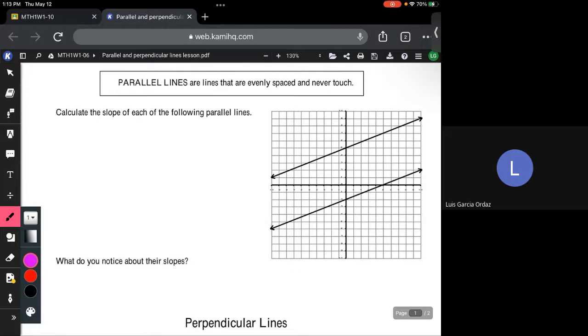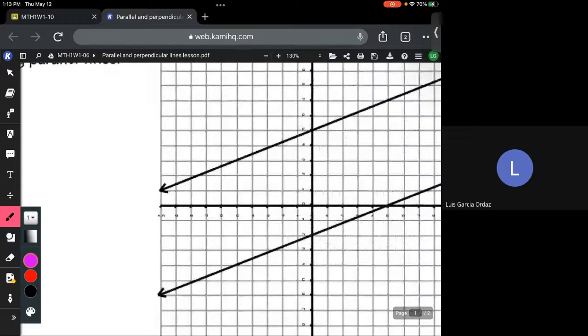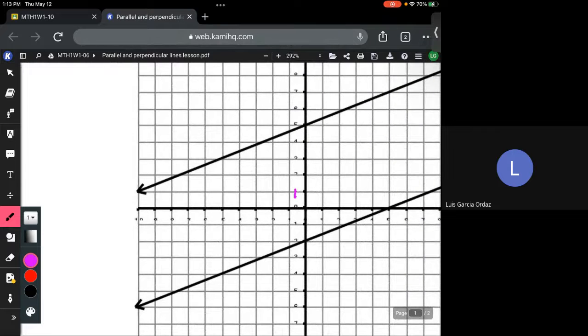Okay. So parallel lines are lines that are evenly spaced and they never touch each other. Okay? So parallel lines never touch each other. So we need to figure out the slope of each of these lines using basically just rise over run, because that's the easiest thing to do over here. I don't know why my computer decided to cut these values off, but whatever.